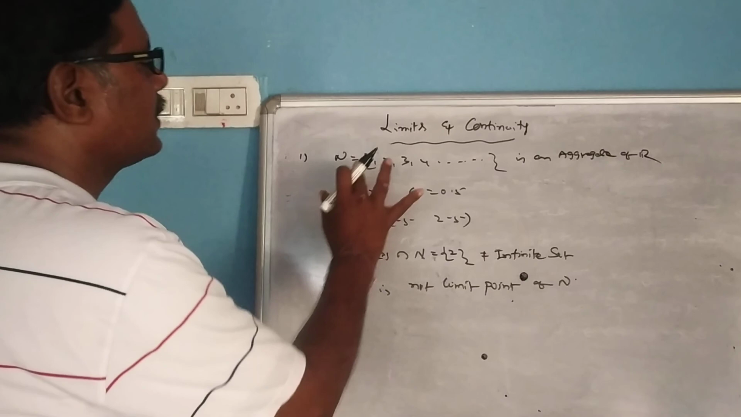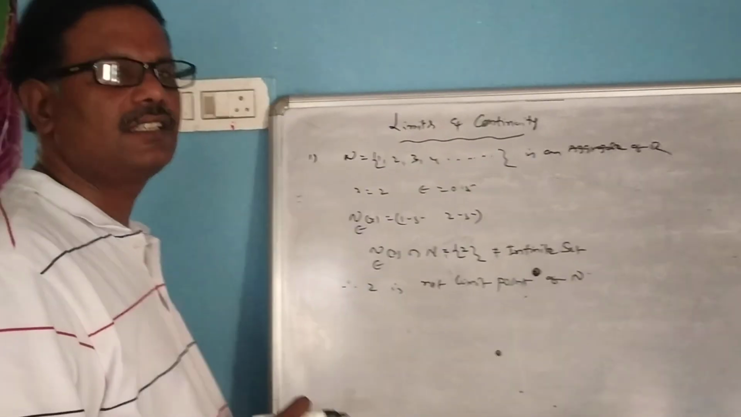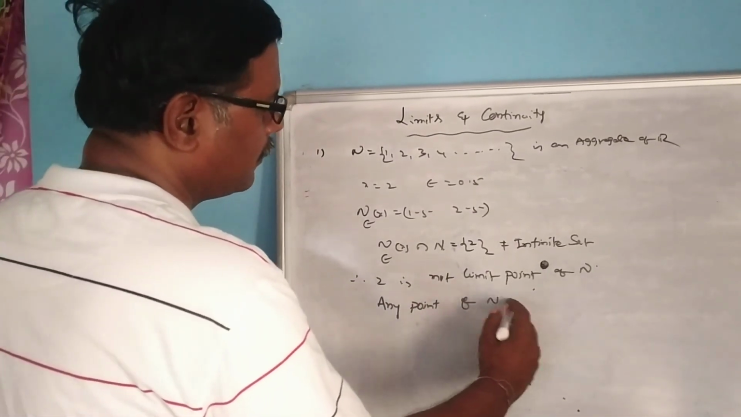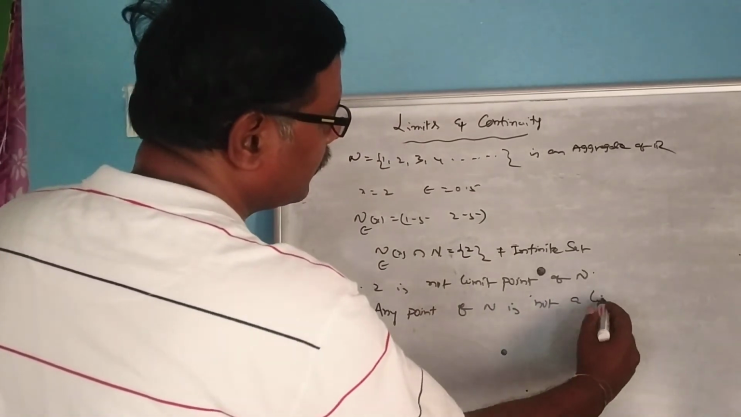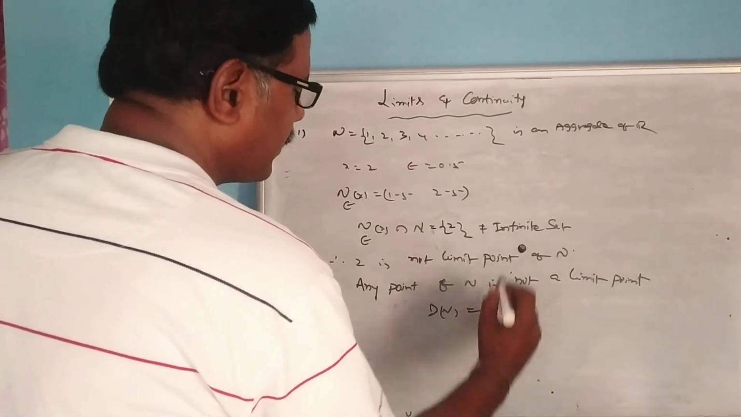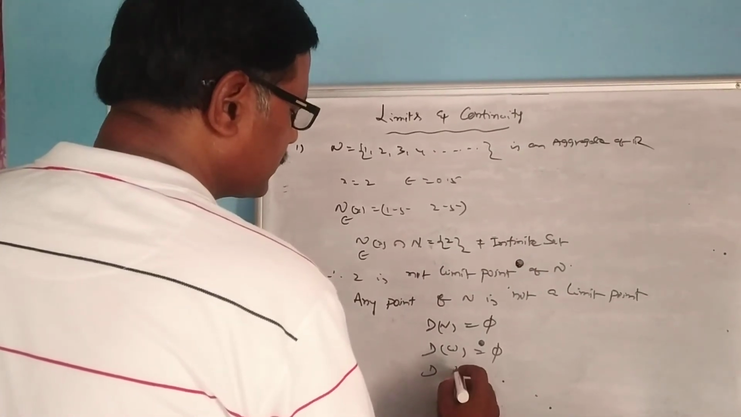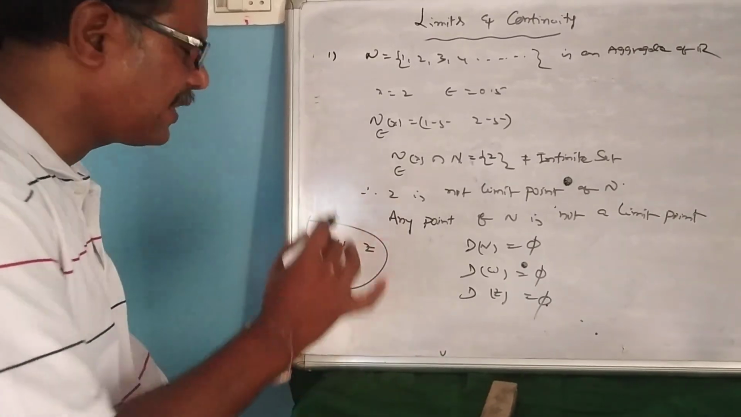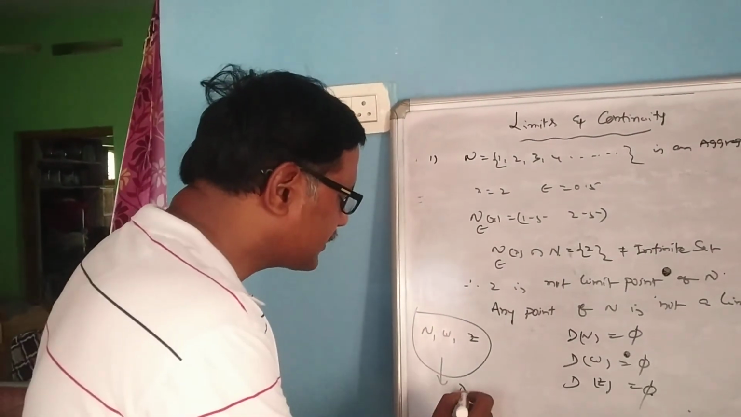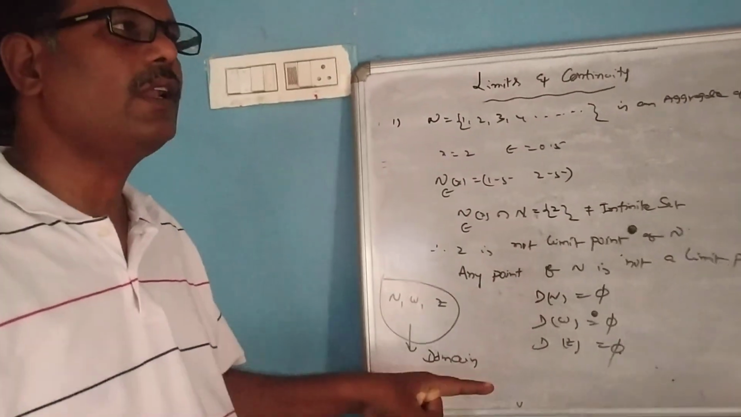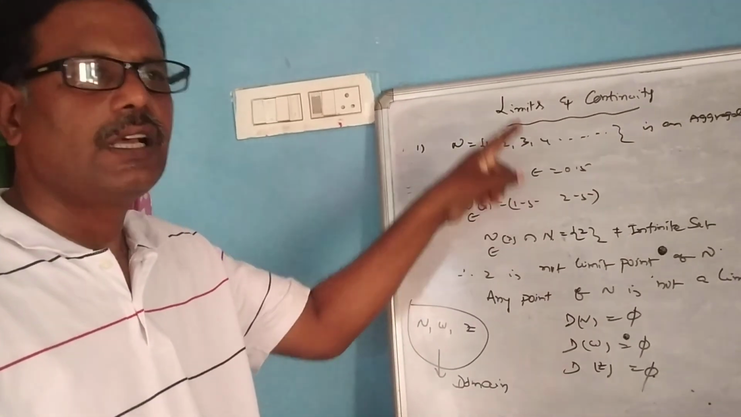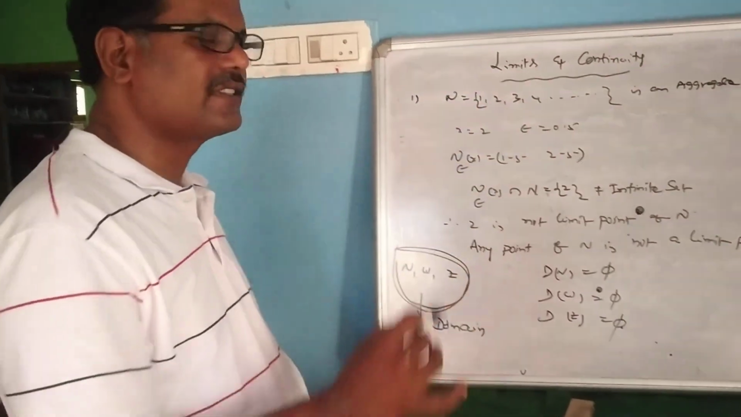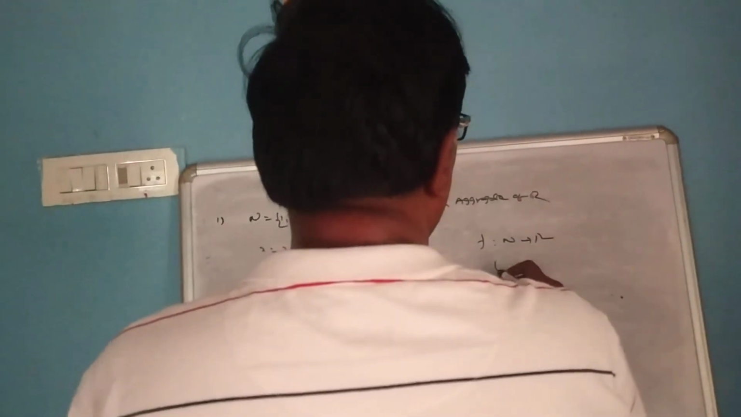So any point of N is not a limit point of N. Similarly, whole numbers and integers Z have no limit points. They are not useful as domains of functions to discuss the limit at a point. These have no limit points, so talking about limit of f of x here is a wrong concept.